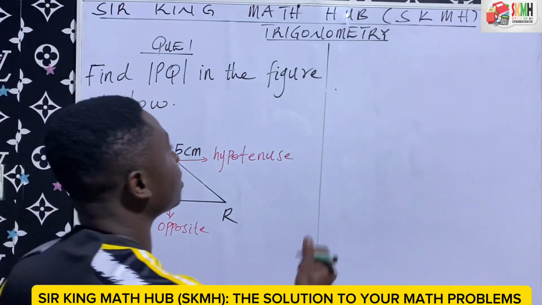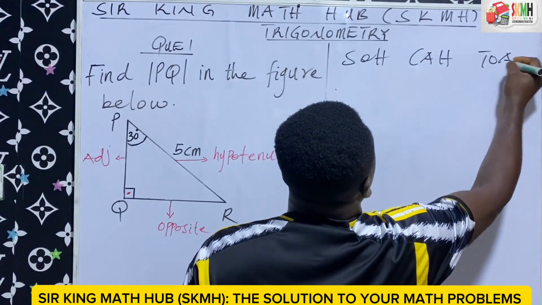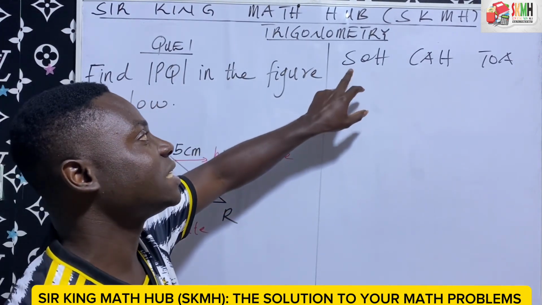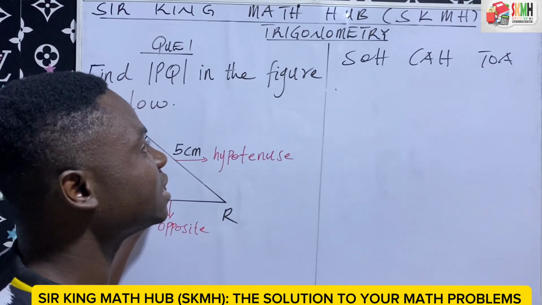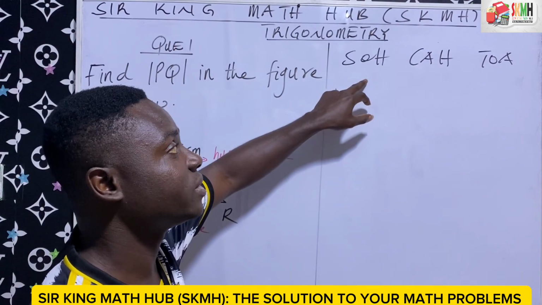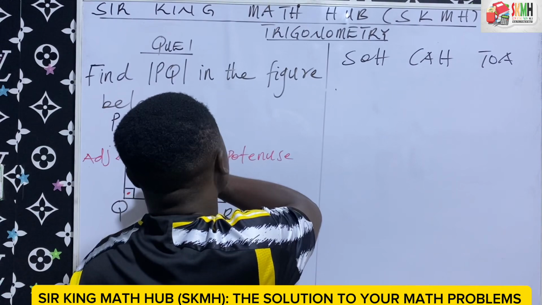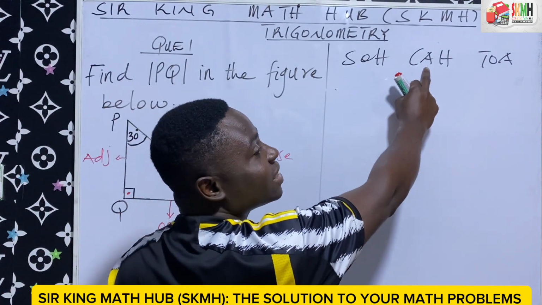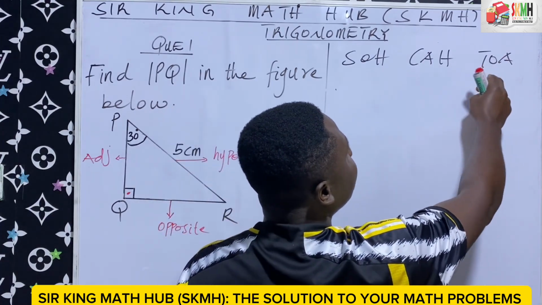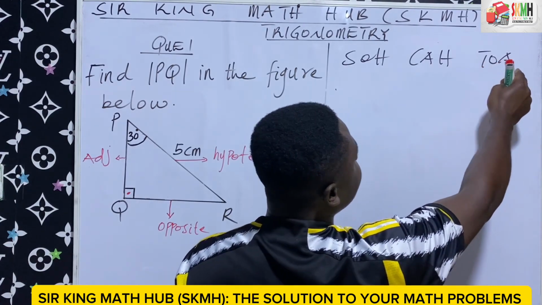So now using SOH CAH TOA. What does SOH CAH TOA mean? SOH means that the sine of the acute angle, in this case sine 30, is equal to the length of the opposite divided by the length of the hypotenuse. CAH means the cos of the angle. So the cos of 30 is equal to the length of the adjacent divided by the length of the hypotenuse. And then lastly, TOA. TOA means the tan of the given angle is equal to the length of the opposite divided by the length of the adjacent.